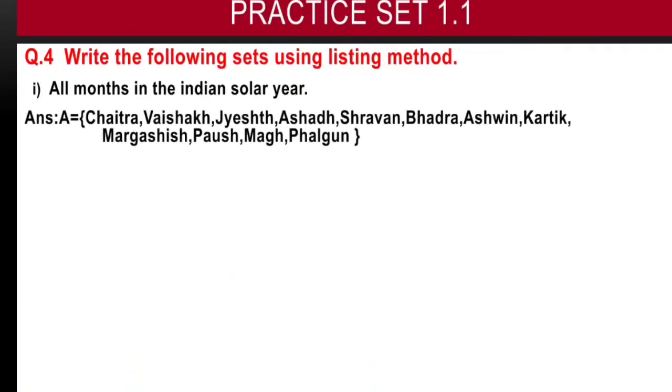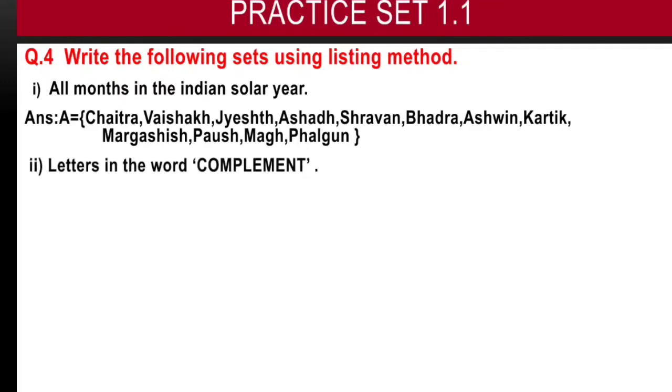Means here you have to write down all the Marathi months like Chaitra, Vaishakh, Jyeshtha, Ashadh, Shravan, Bhadrapad, Ashwin, Kartik, Margashirsh, Paush, Magh and Falgun. So all these are months of the Indian solar year. So therefore we write the set as A is equal to, in curly bracket, all these months of the solar year.